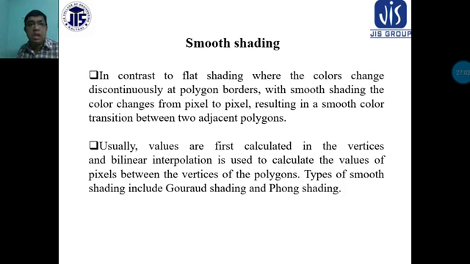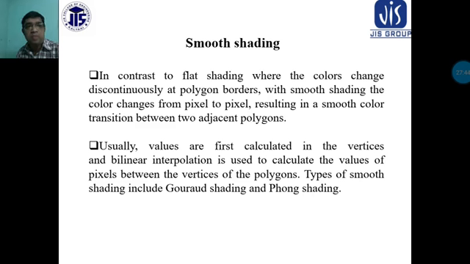Next, smooth shading. In contrast to flat shading, where the color changes discontinuously at polygon borders, with smooth shading the color changes from pixel to pixel, resulting in a smooth color transition between two adjacent polygons. Usually values are first calculated at the vertices, and bilinear interpolation is used to calculate the values of pixels between the vertices.